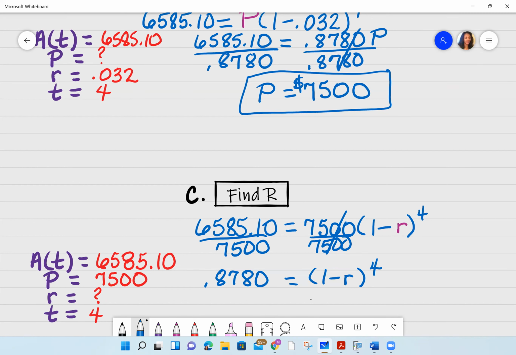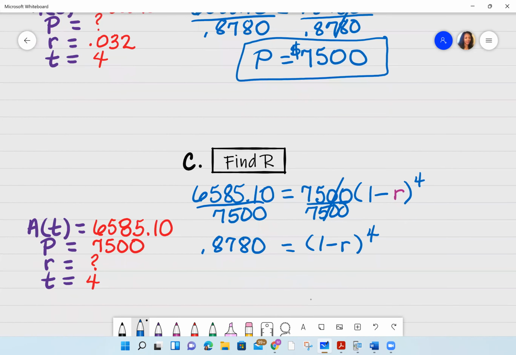to the fourth power. What I'm trying to do now is get rid of this exponent. So the inverse is to take the fourth root. So once I take the fourth root of both sides, I'm going to get rid of that power over here. That was the whole purpose of doing it.